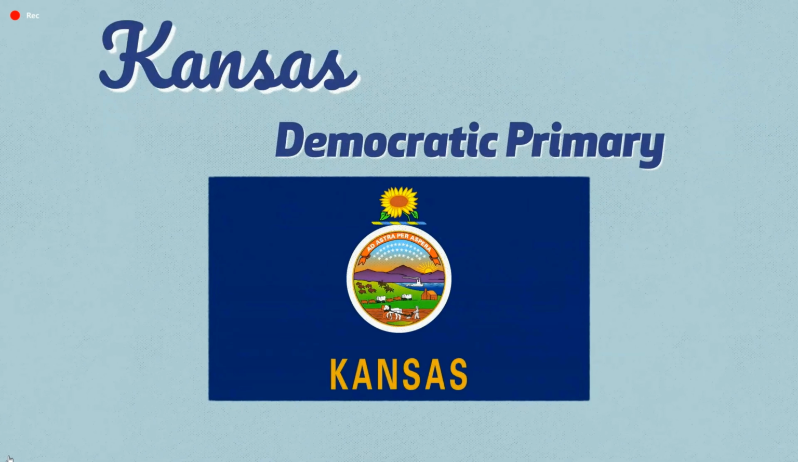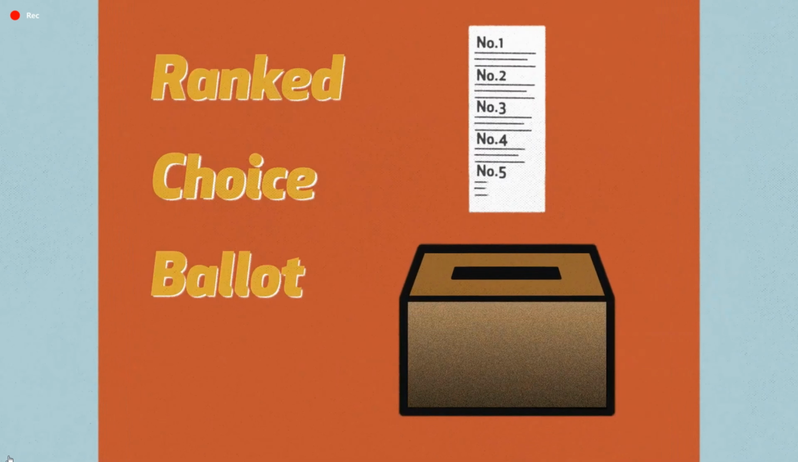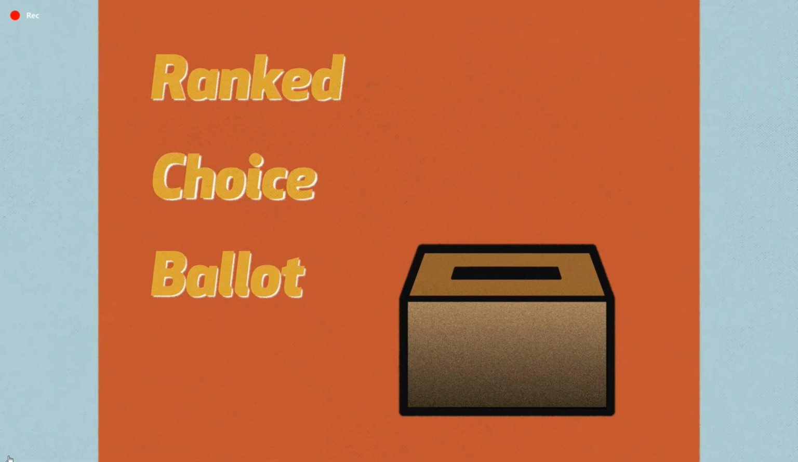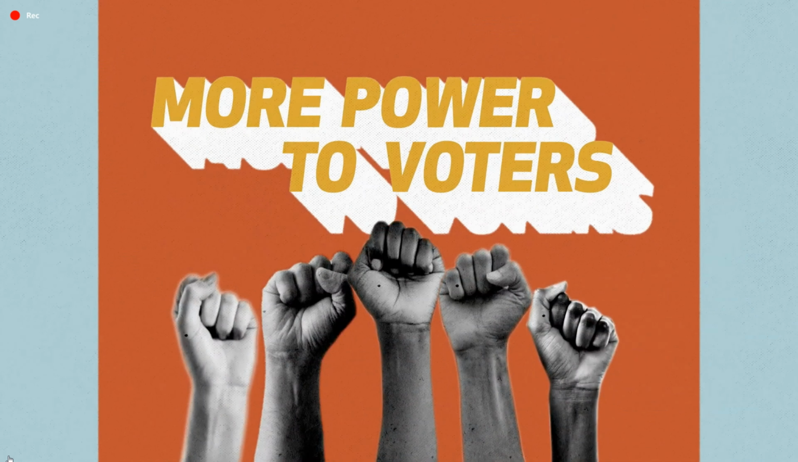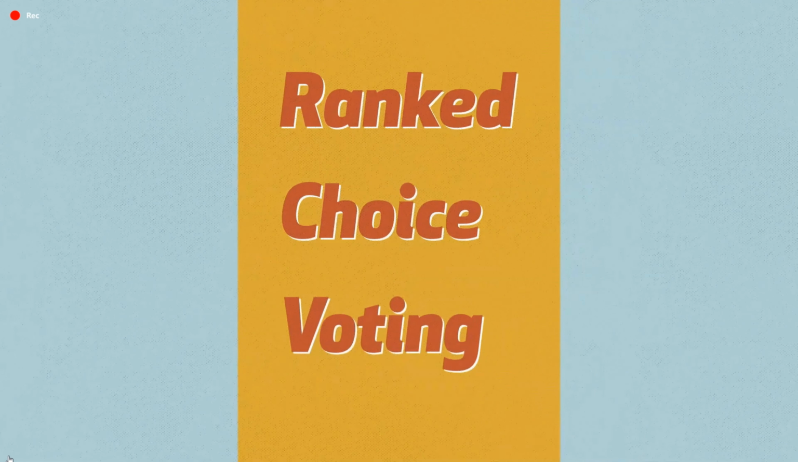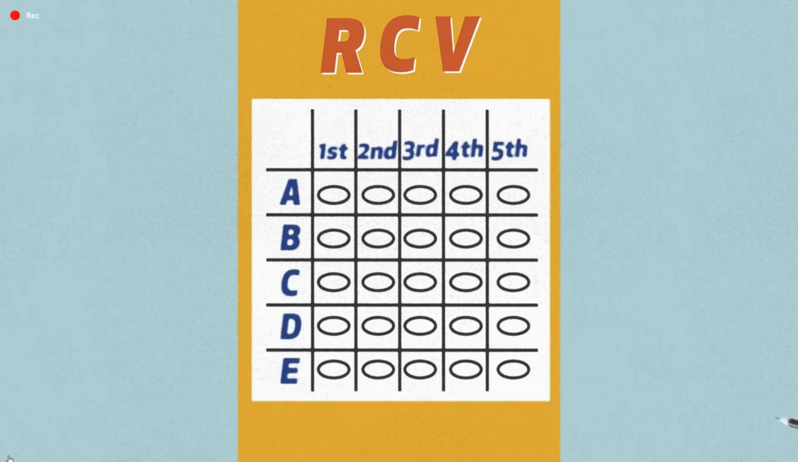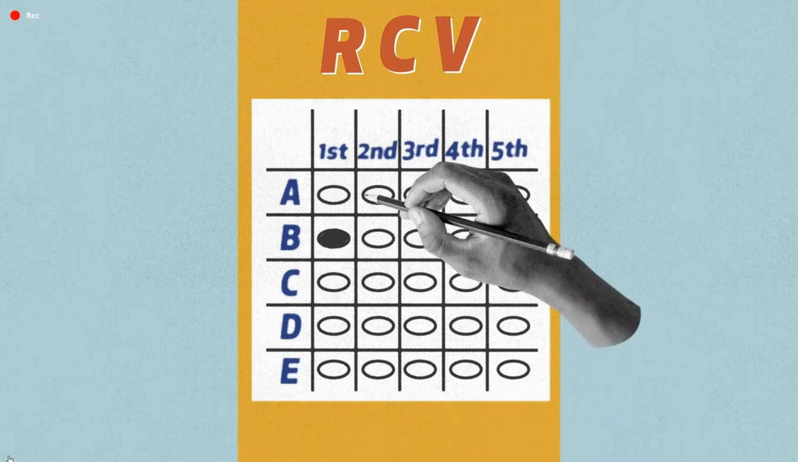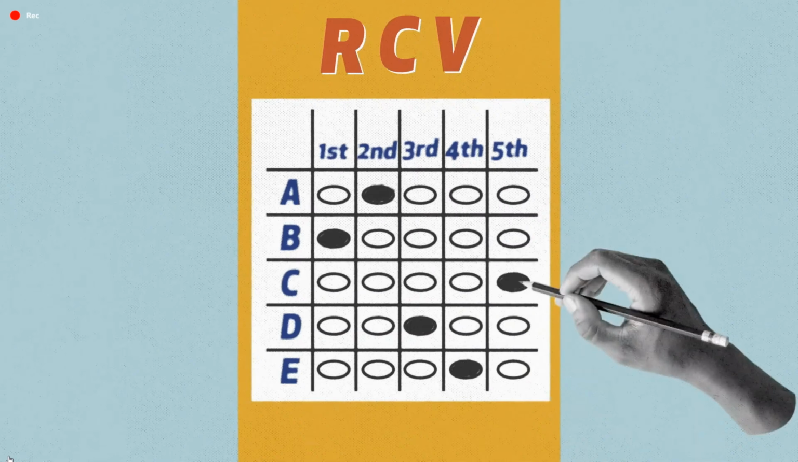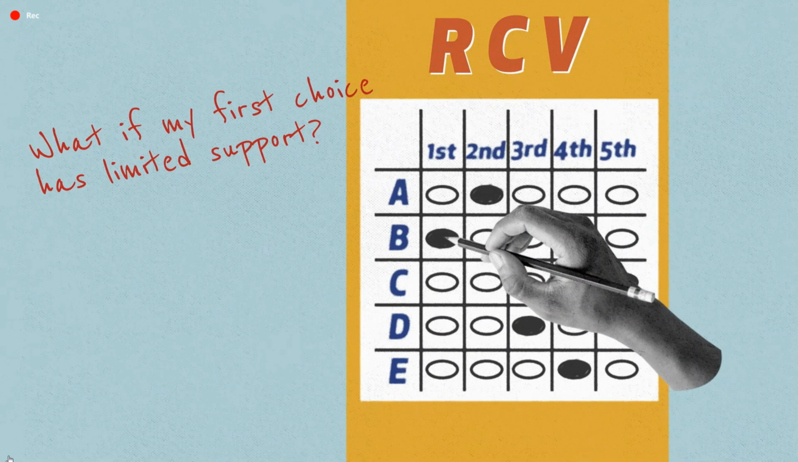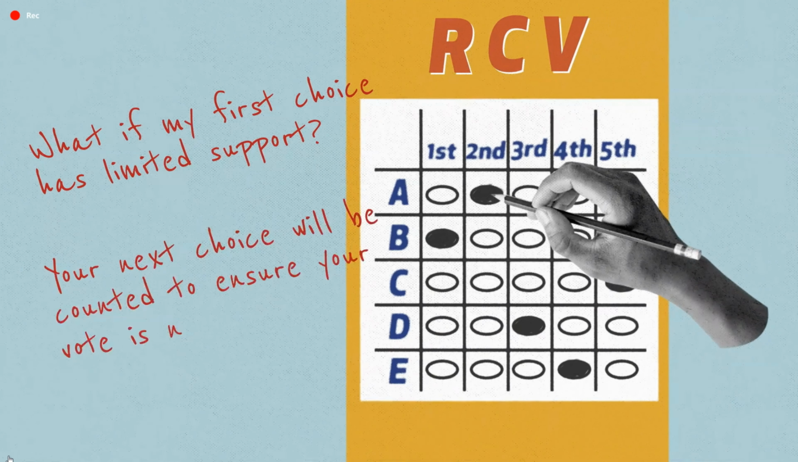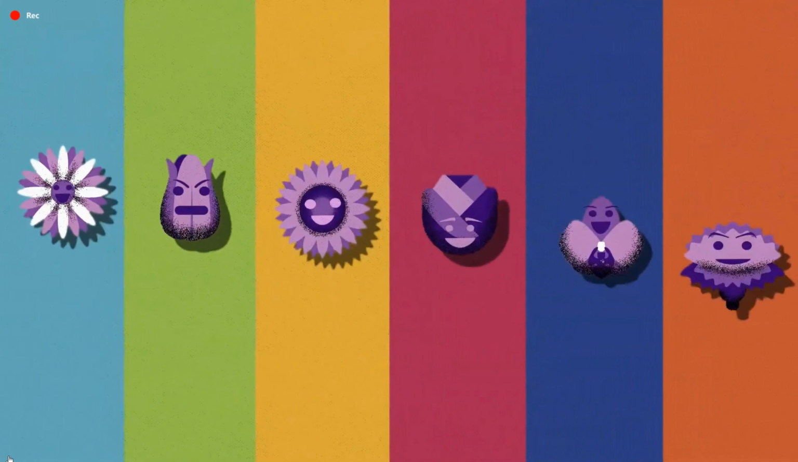Use a ranked choice ballot this year to determine how many delegates each presidential candidate will receive, giving voters more power in their elections. Ranked choice voting allows you to rank your favorite candidates instead of choosing just one. To vote, you rank your favorite candidate as number 1, then your second favorite as number 2, and so on. If your first choice candidate has limited support, your next choice will be counted to ensure your vote is not wasted. Let's see how this will work with our candidates.